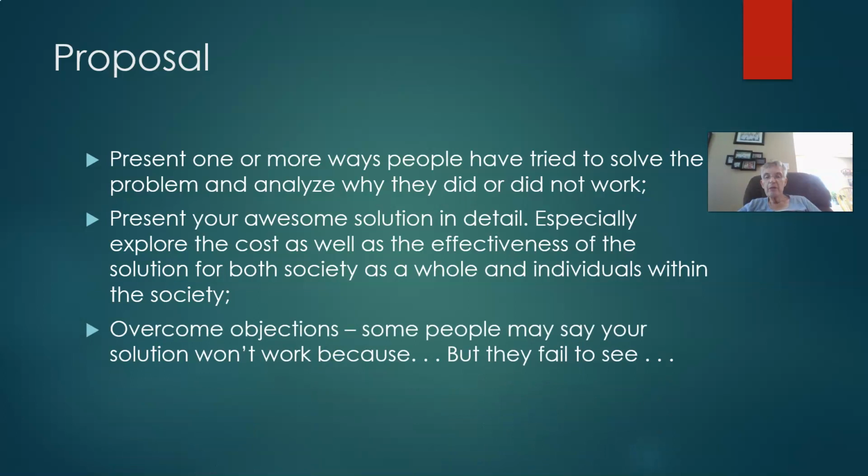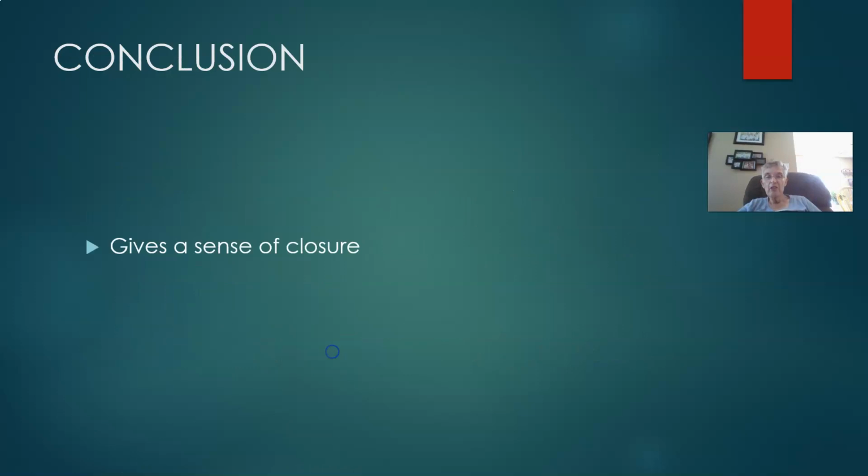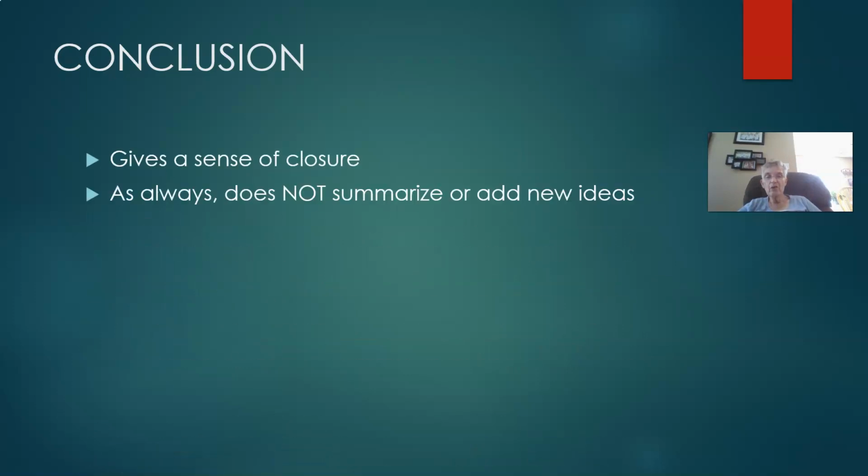Overcome objections. Some people may say your solution wouldn't work, but they fail to see that. So you're going to use an opposition and refutation idea in that. And then your conclusion gives a sense of closure. As always, it does not summarize or add new ideas. Maybe a frame, and mention the introduction.